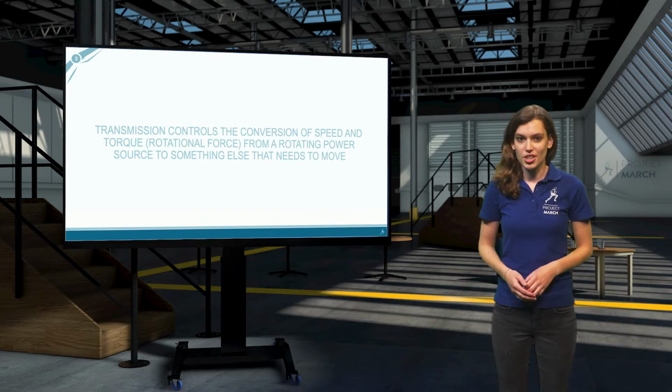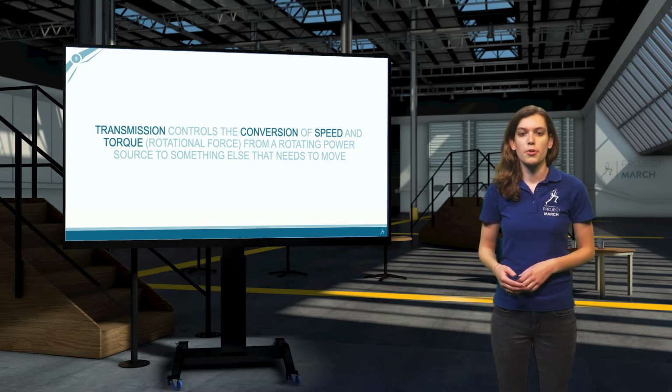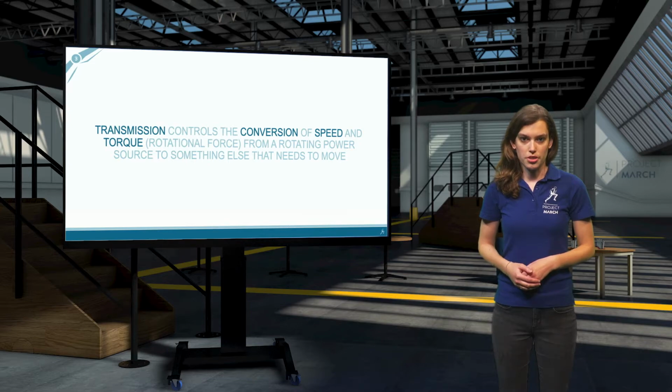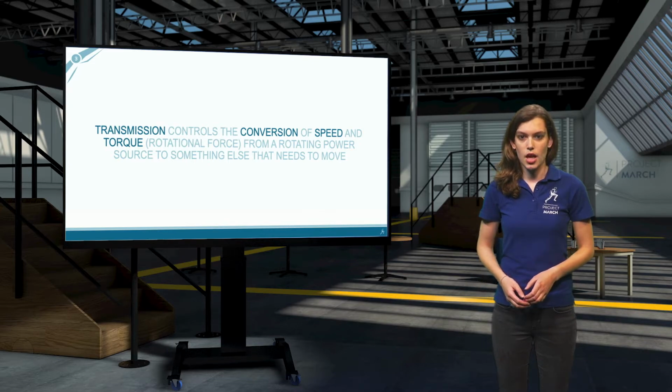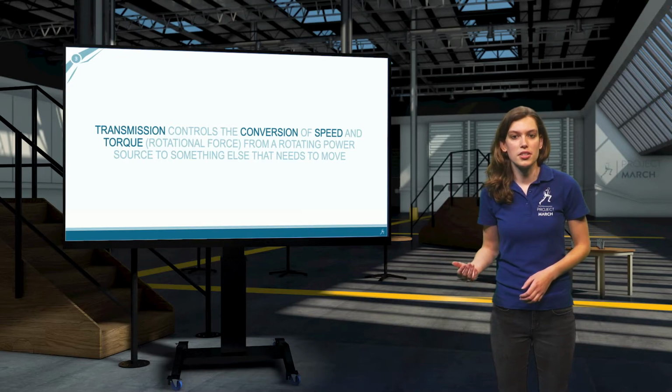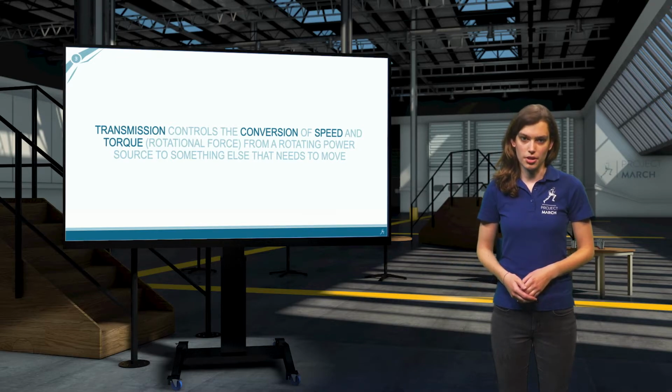You can find transmission in all types of machines, for example, in an exoskeleton. Transmission controls the conversion of speed and torque from a rotating power source to something else that needs to move. In an exoskeleton, we need our joints to move at a certain speed and torque to safely move the legs of the pilot. We don't need the legs to move very fast, but we do want the joints to deliver enough force to carry the pilot.